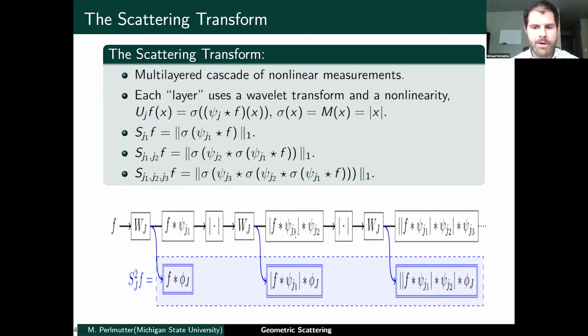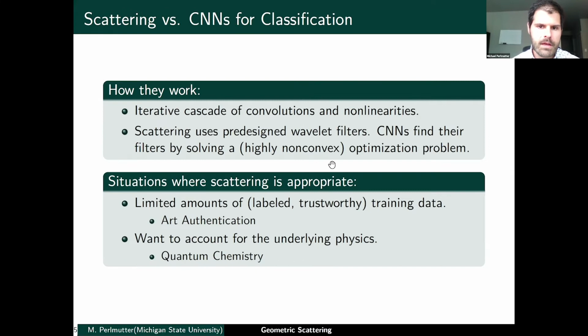And then you also keep going, and you apply another wavelet transformation and another nonlinearity, and then you output an invariant measurement again. In this way, this models the feed-forward layers of a CNN, with the primary difference, in addition to the wavelet filters, being that you're outputting measurements at each layer. But overall, this largely has a similar structure to a CNN, with an iterative cascade of wavelet convolutions and nonlinearities.